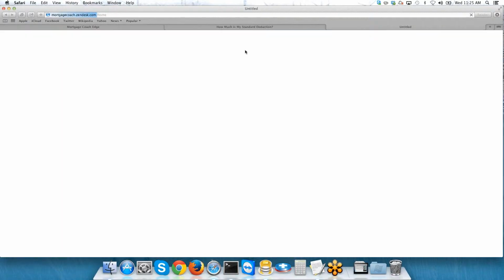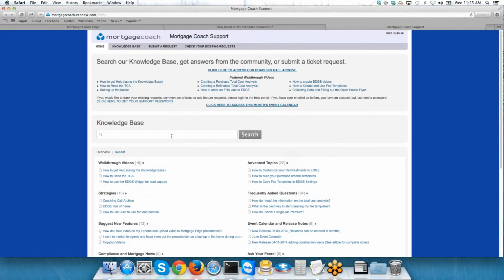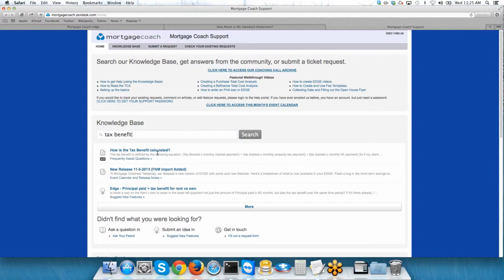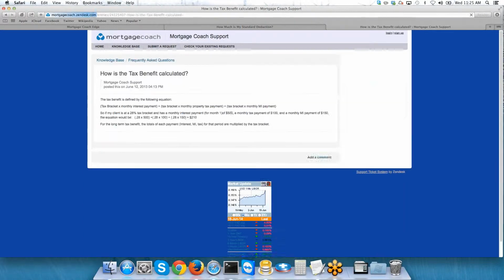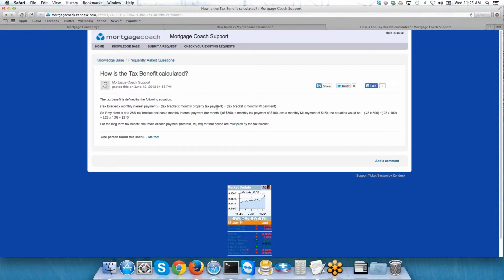Just click on help. This is going to take you over to our knowledge base and type in tax benefit. You can see the first line item here is how is the tax benefit calculated? And this tells you the exact calculation behind it. Now, one thing I will tell you is this includes tax bracket times monthly MI payment. MI is not currently deductible this year, so I would exclude that. Just uncheck the box that says MI is tax deductible on your products.